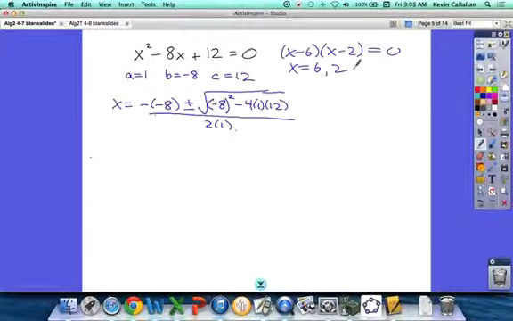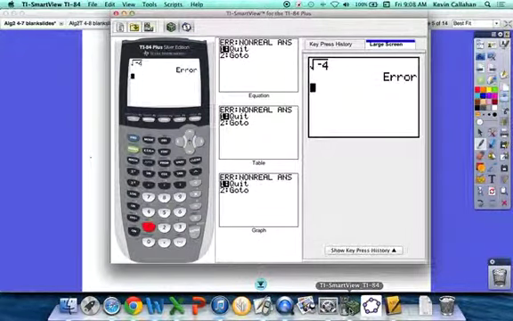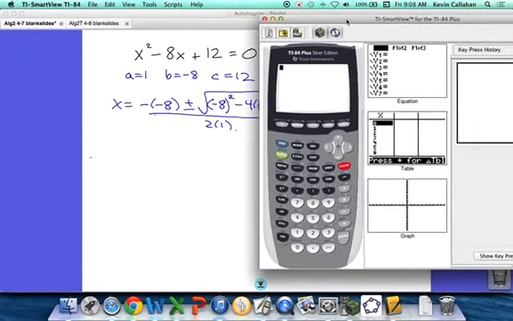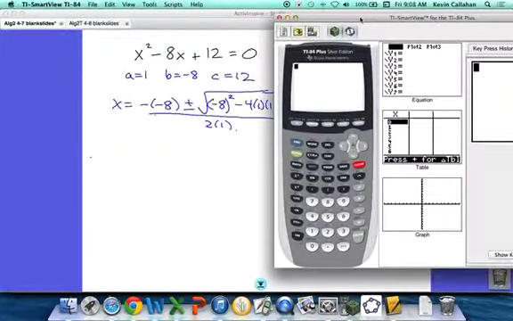Okay, and let's see. I got to clear that off. Okay, so first we need to store the values a, b, and c. How do I store a equals 1?